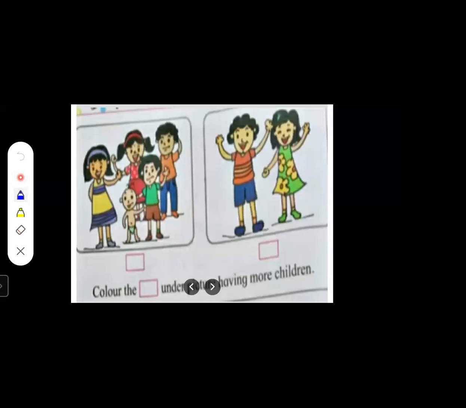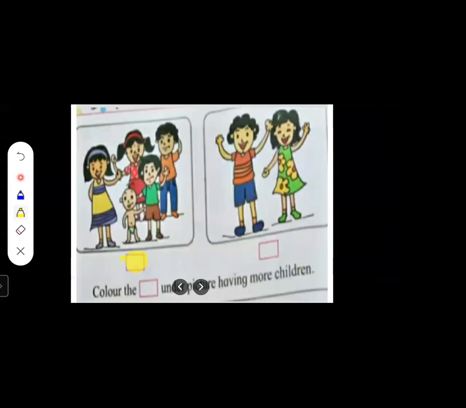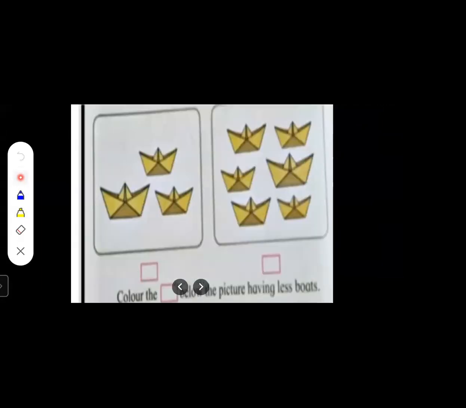So what are we going to do? We are going to color the first box over here. Okay. Now let's move further to the next one. Here there are more children, so we have colored this box, and here only two children were there. So as compared to this, here there are fewer children. So here we are not going to color this box. Now let's see the next one.